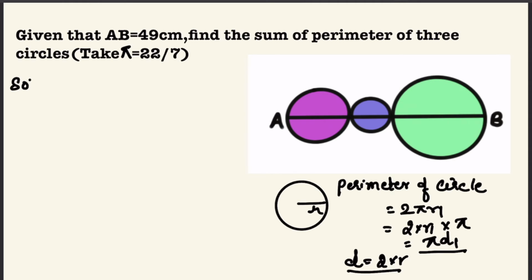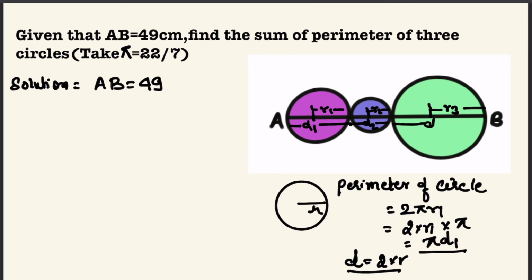In this question, we are given AB which is equal to 49. Now if we look at the question, suppose R1 is the radius of the circle with pink color, the second circle has the radius R2 and R3 is the radius of the third circle. Similarly, the diameter of the first circle is D1, the second circle D2 and the diameter of the third circle is D3. Now if we look at the question, it is given AB equal to 49, which is as good as D1 plus D2 plus D3.